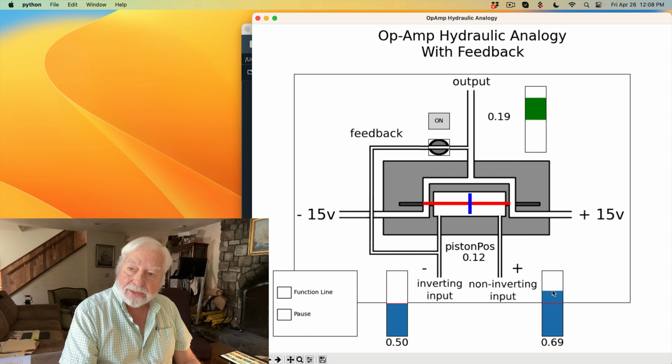now you'll see that the output grows or shrinks proportionate with the input. In fact, if I move the inverting input to 0, then the output becomes proportionate to the input. And if I close the valve, it goes back to the bang-bang behavior. So that's my hydraulic analogy to give you an intuitive understanding of the operational principles behind the operational amplifier.